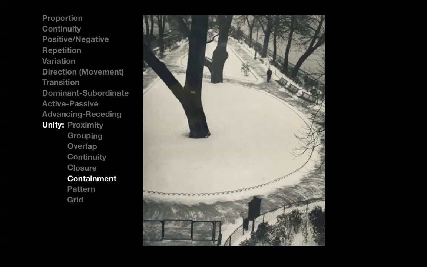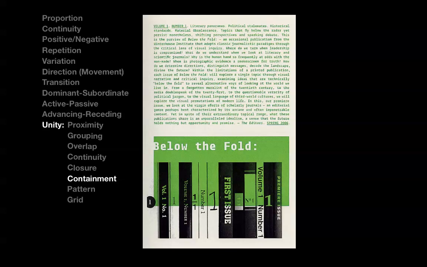Two trees in this winter scene, photographed by André Cartigny, are contained by the white areas beneath them. Margins generally act as containment devices, reinforcing unity for both the text body and the other visual elements as well.